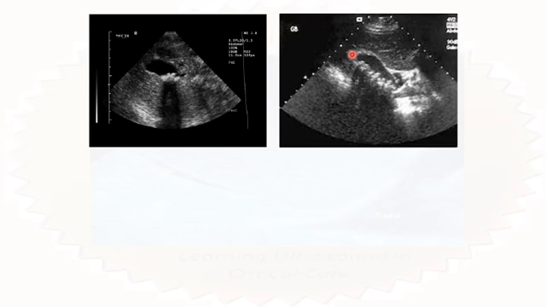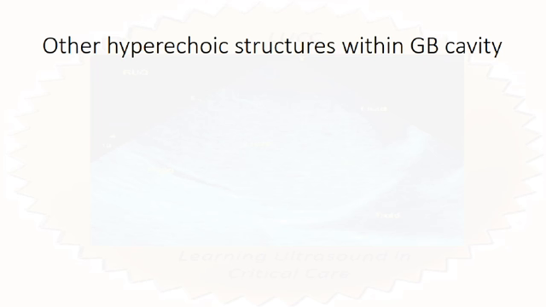Again here you can see a lot of bright white structures, and you have a band of acoustic shadowing. These are multiple stones all along the length, the long axis. Now, not all hyperechoic structures within the gallbladder cavity are gallbladder stones. Sometimes polyps and tumors may be present, and they are also bright white structures within the gallbladder cavity.